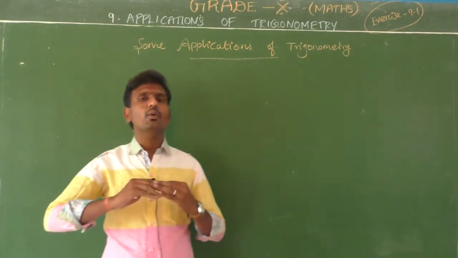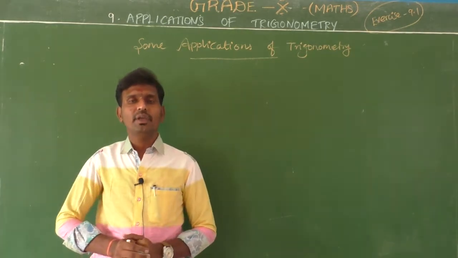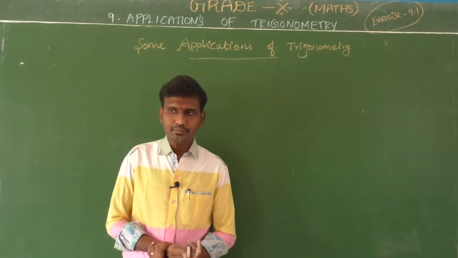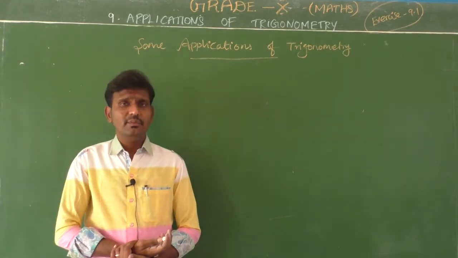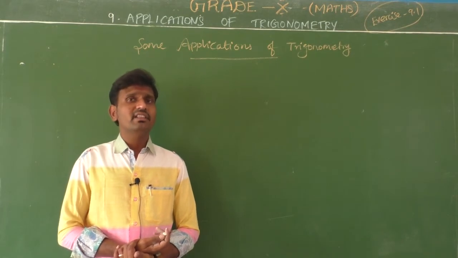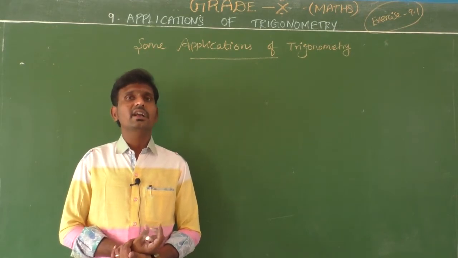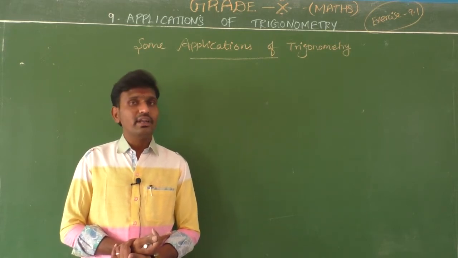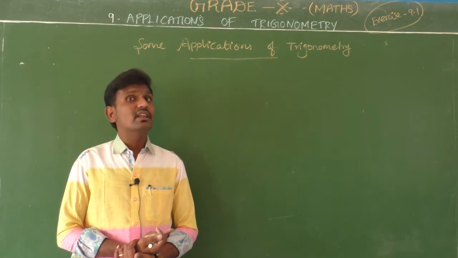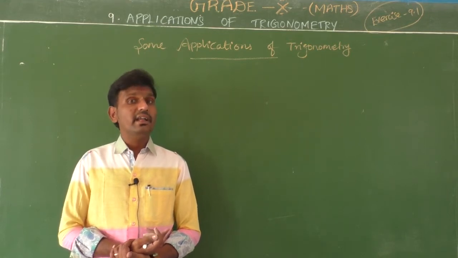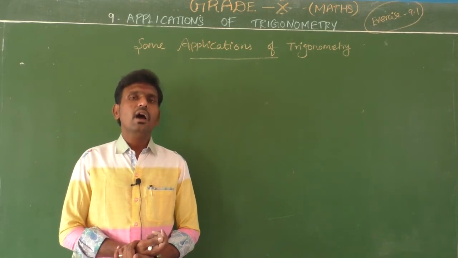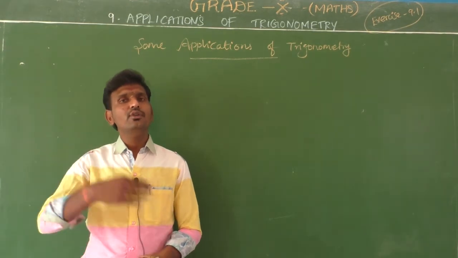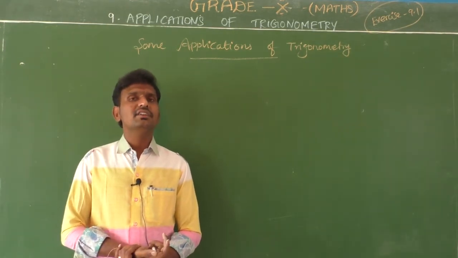Before that I want to recall the topic of introduction to trigonometry. In chapter number 8, in the first exercise, in a right angle triangle we need to take the three sides. What are the three sides? Hypotenuse. What is hypotenuse? The longest side of a right angle triangle, opposite to the right angle. Then the opposite side and the adjacent side. So we need to find the three sides and then find the remaining trigonometric ratios.